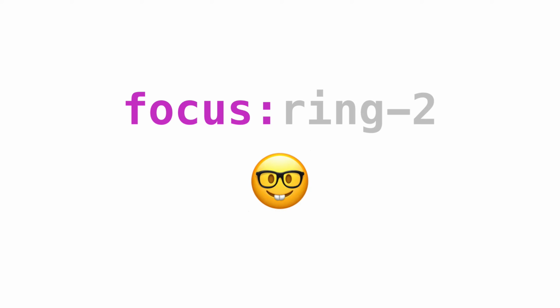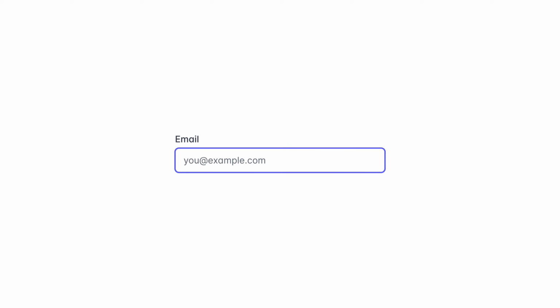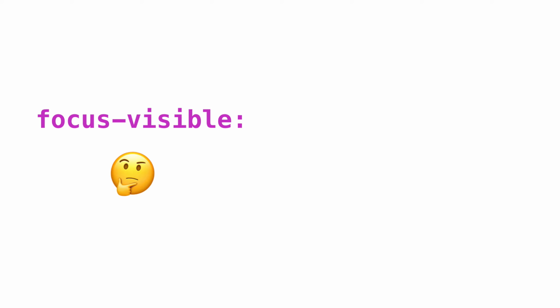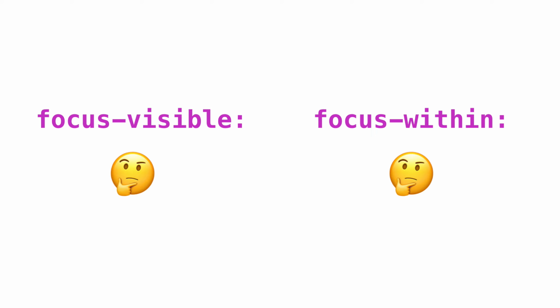So most of us know about the focus variant. We use it to apply styling to elements designed to be interacted with, things like links, buttons, text fields, select fields, text areas, and so on. But what's up with the focus visible and focus within variants? How are these different and what exactly can we do with them?